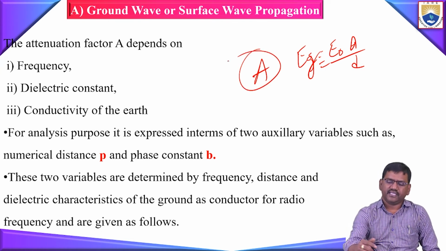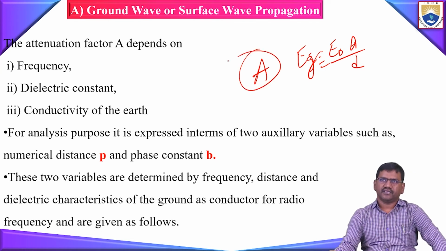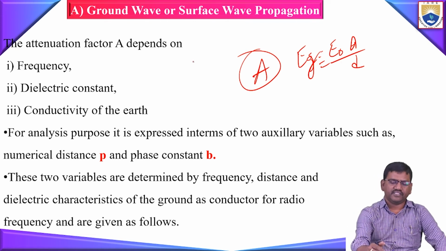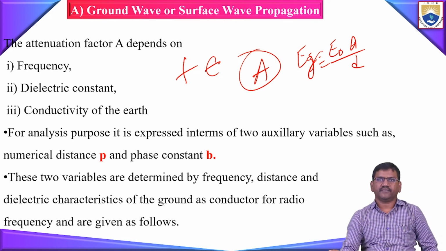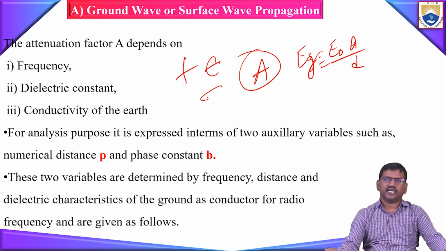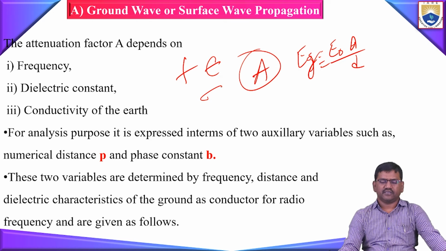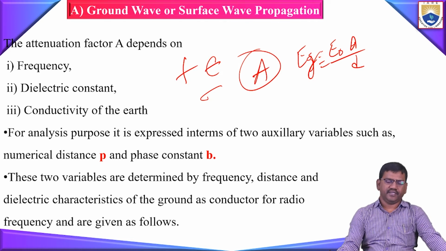So what is A? A represents the attenuation factor. This attenuation factor depends upon three parameters: one is the frequency, the other is epsilon, the dielectric constant, and also sigma, the conductivity of the Earth. So F, epsilon and sigma are the three parameters on which the attenuation factor A depends.